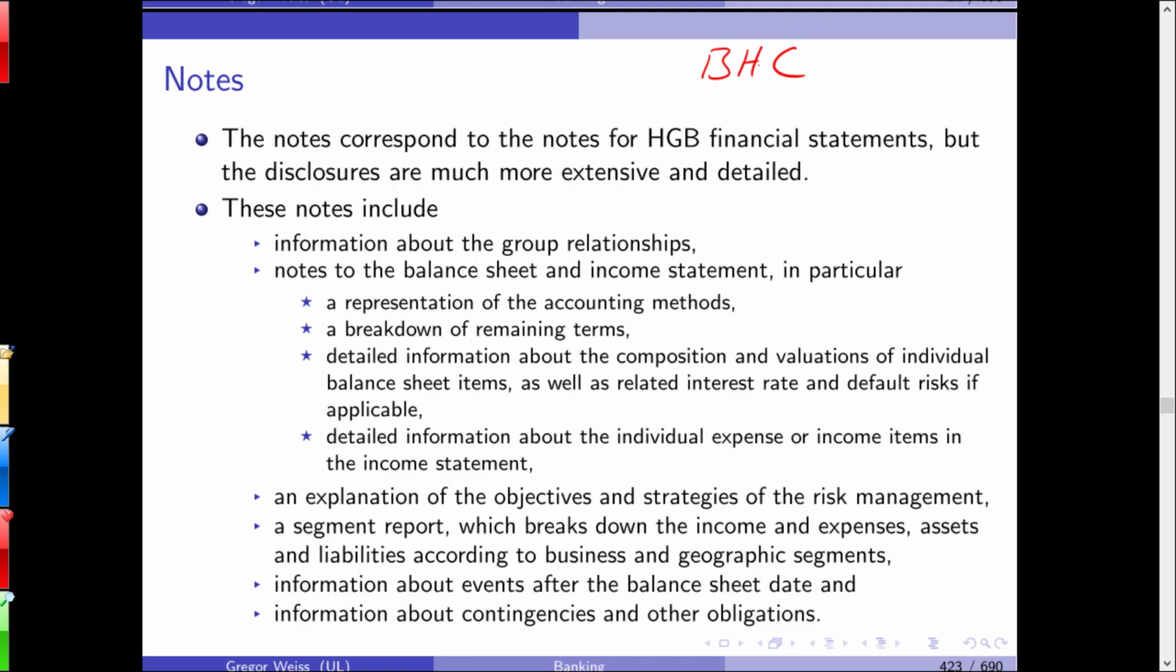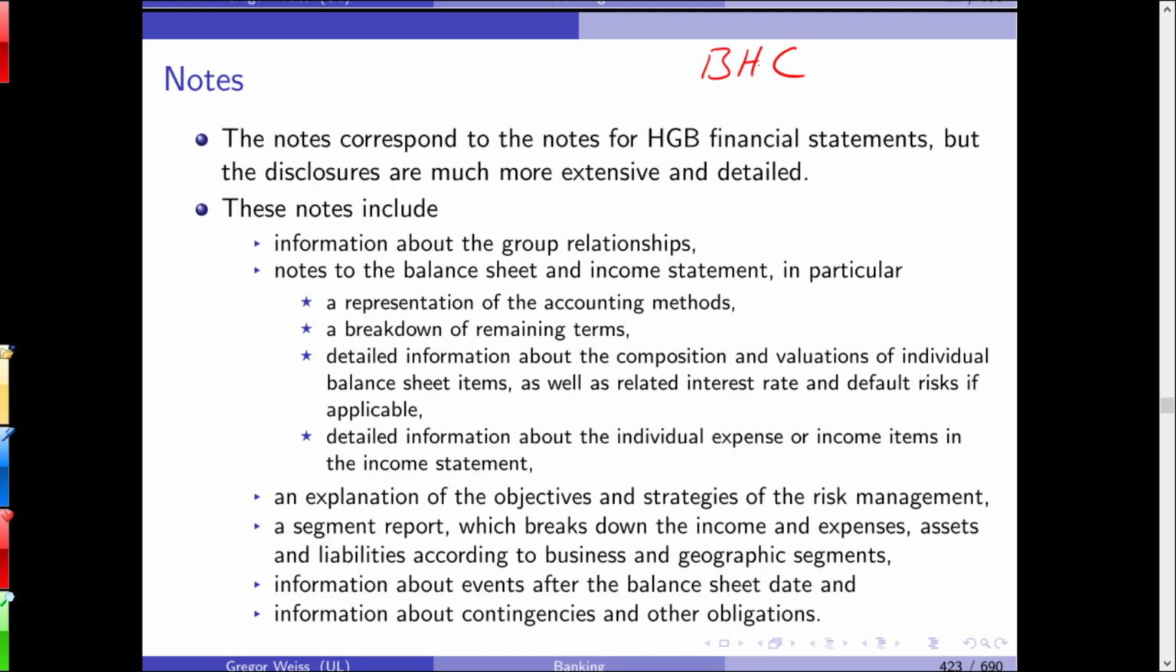More or less, the notes will include a footnote to each and every item on the balance sheet and income statement. So you will have interest income, and there will be a footnote in the notes, and you will see how the bank has arrived at this specific number for interest income and some additional calculations, etc. If you want to know what this looks like, simply pull up an IFRS financial statement from any bank, and you will see. Also, detailed information about the individual expense or income items in the income statement.